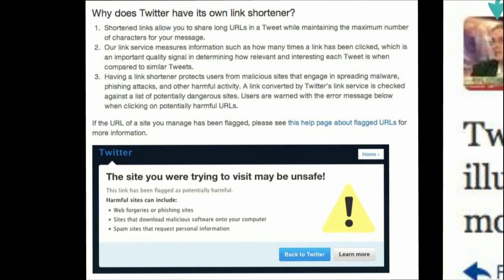Well, look at what Twitter says about why introducing this t.co domain, which later was construed as a fragility in the system, a risk in the system. Look at the third point of motivation here. Having a link shortener protects users from malicious sites that engage in spreading malware, phishing attacks, and other harmful activity. Essentially, it's a risk management measure. It's a safety measure, the t.co domain. A safety measure which later became a risk or a fragility in the system.